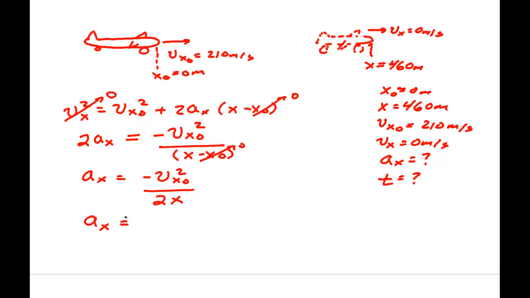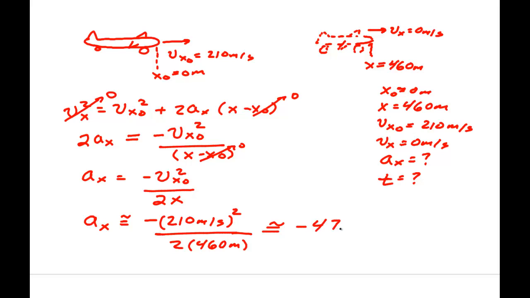Put my numbers in this. Minus 210 meters per second. I'm going to square that. And I'm going to divide that by 2 times 460 meters. Put that in together. I get minus 47.9 meters per second squared. And that's the answer to that problem. And that was all of the regular test questions.